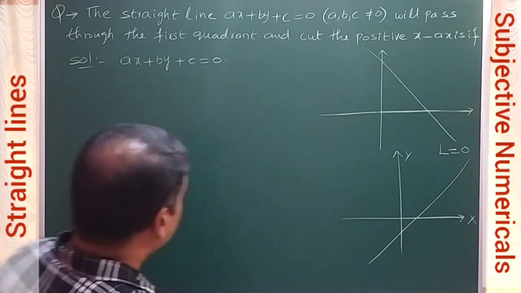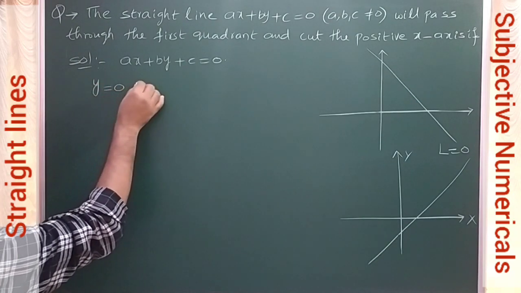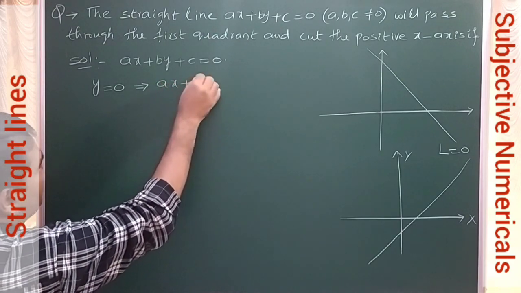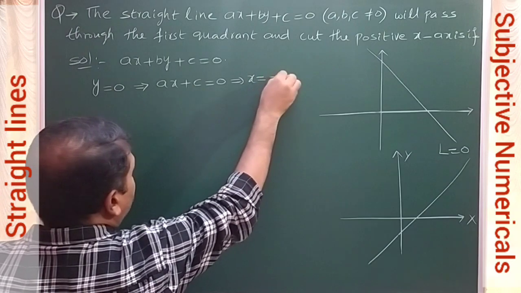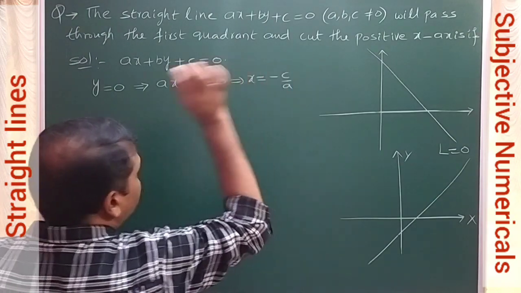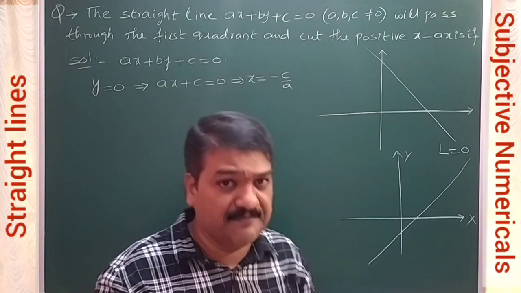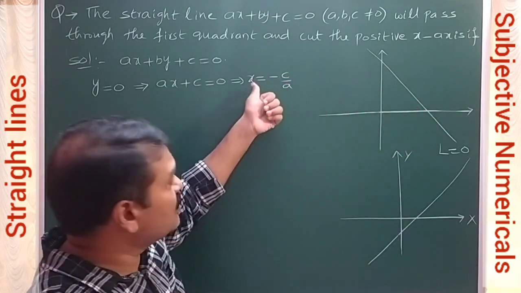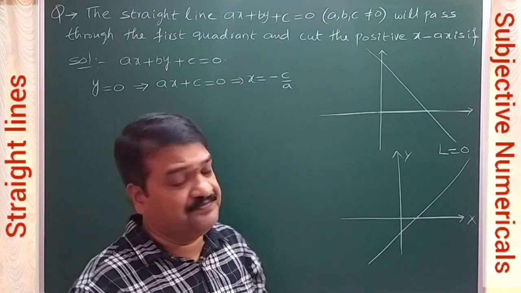Therefore, to calculate the x-intercept, I am taking y as 0. So y equal to 0 means ax plus c is equal to 0, so x is equal to minus c by a. This is the x-intercept of the line. At this position, this is the x coordinate of the point, whereas the y coordinate will be 0.